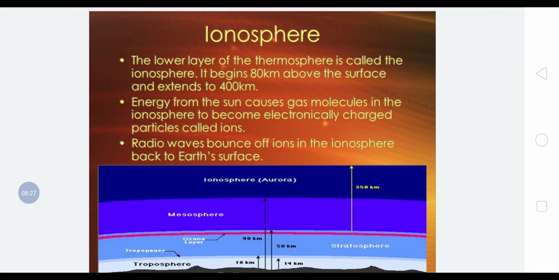This is the lower layer of the Thermosphere, and it begins 80 km above the surface and extends to 400 kilometers. The special thing about the ionosphere is that all the ion particles are present in this layer. Energy from the sun causes gas molecules in the ionosphere to become electrically charged particles called ions.